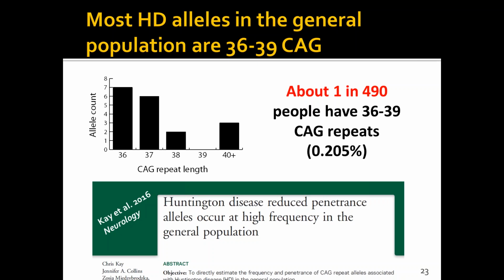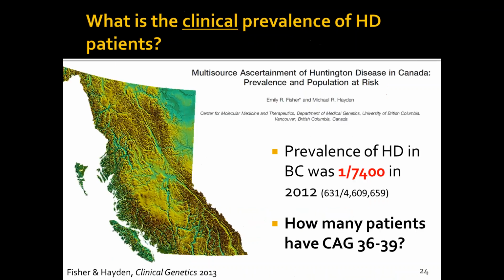So how do these numbers, the 1 in 400 and then 1 in 490 of reduced penetrance, compare to the prevalence? Well, we've looked at the prevalence of Huntington's disease in British Columbia in quite a lot of detail. And the prevalence of Huntington's disease is much lower than this genotypic frequency. So in 2012, when this was studied in detail by a student of Michael's named Emily Fisher, we found that about 1 in 7,400 individuals has manifest Huntington disease in British Columbia.